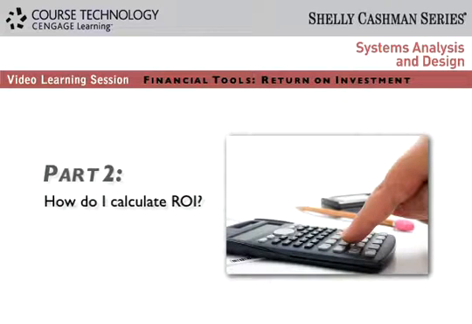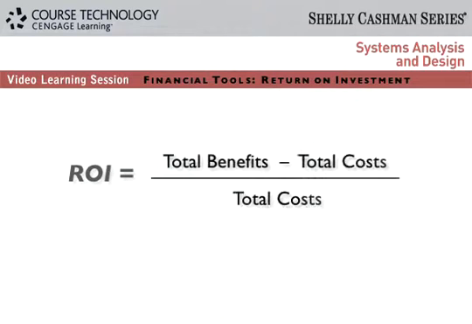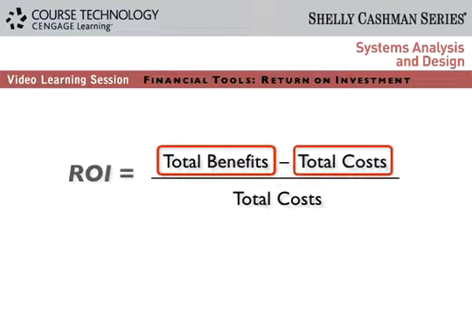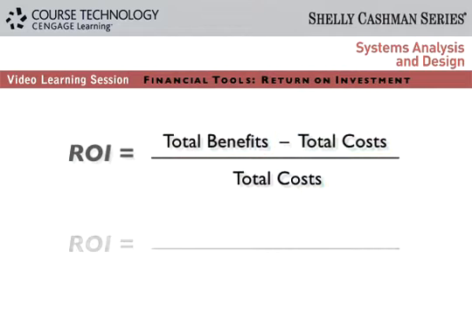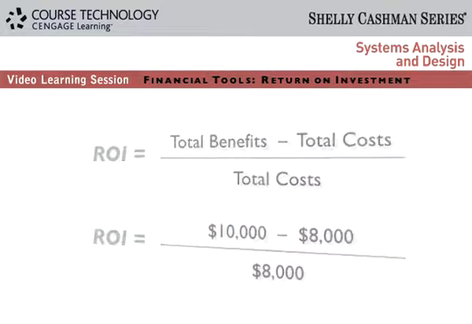To calculate ROI, you use a simple formula. ROI equals total benefits minus total costs divided by total costs. Now we'll use some actual numbers. Suppose a project has total benefits of $10,000 and total costs of $8,000. Let's do the math.